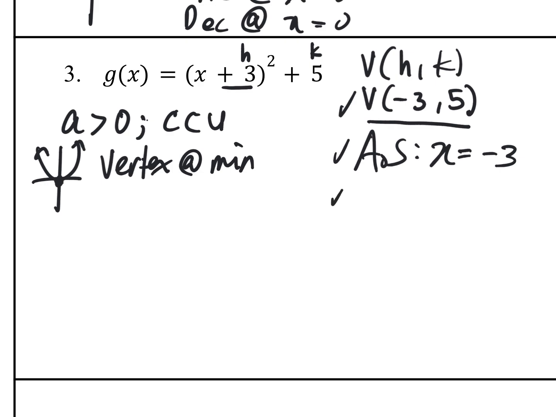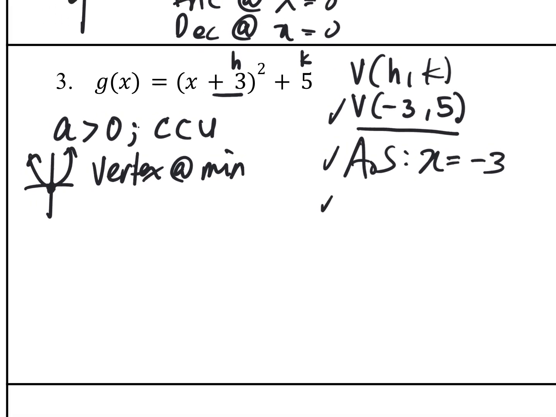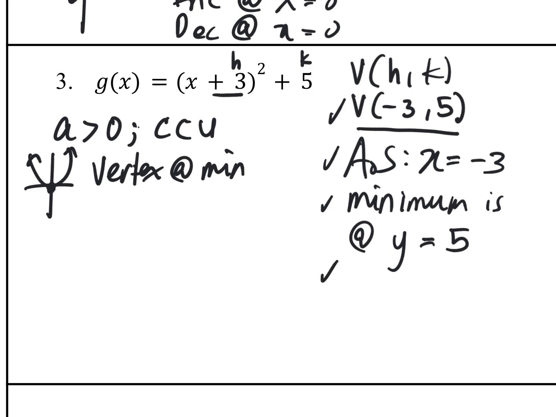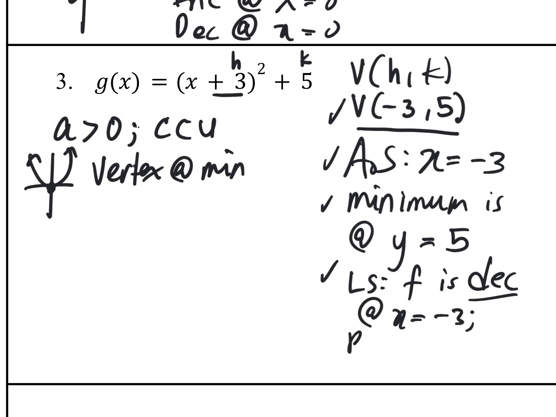Okay, the minimum. Do we have a minimum? Yes, because it's concave up. Therefore, the minimum is at y is equal to 5 when x is negative 3. We can also say that on the left side of the function, the function is decreasing at x is equal to negative 3, and on the right side we can say that f is increasing at x is equal to negative 3.